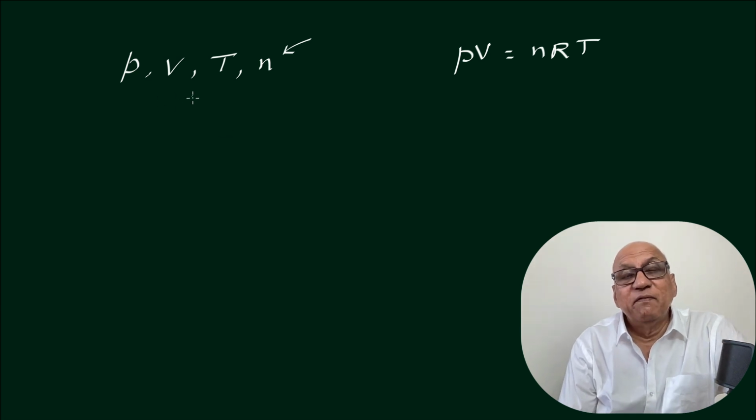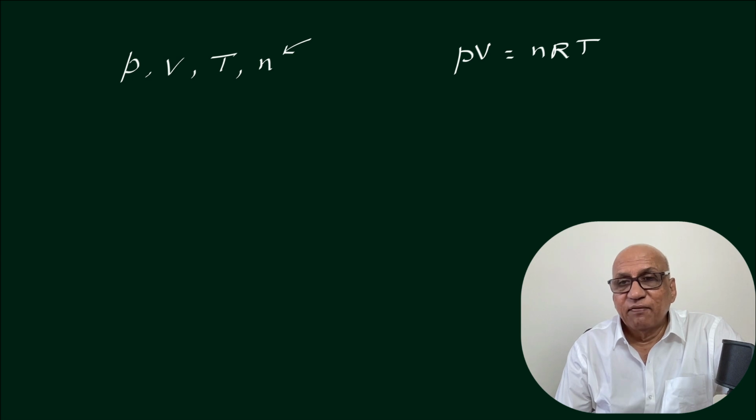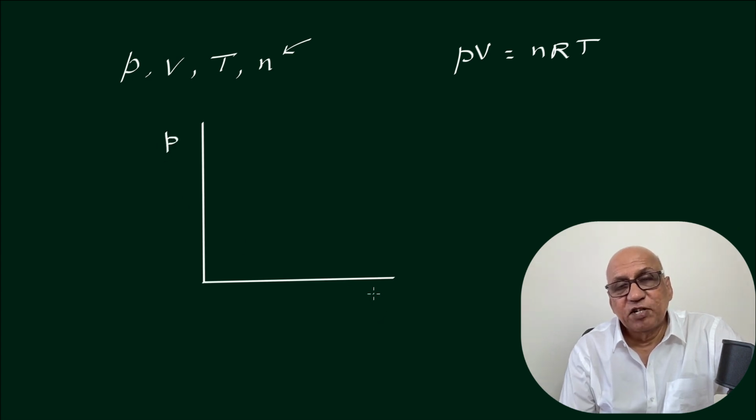Supposing we choose P and V to be our independent variables, we can now plot a graph. So on the vertical axis, I put the pressure. On the horizontal axis, I put the volume. Remember, the graph exists only in the first quadrant. The second, third and fourth quadrants do not exist because the pressure cannot be negative. The volume cannot be negative.